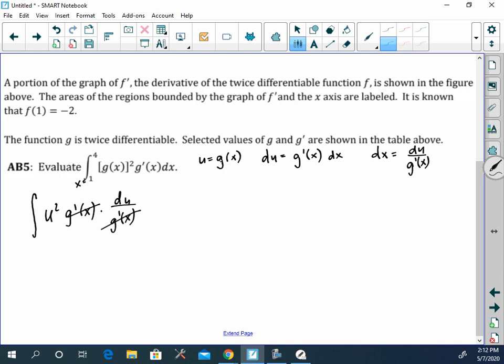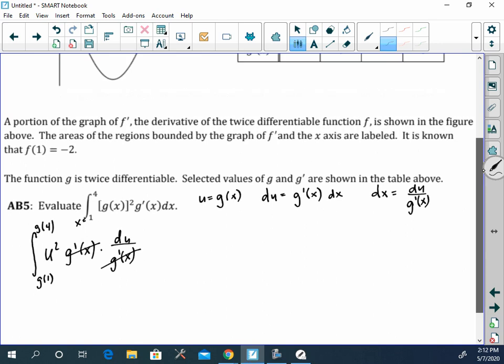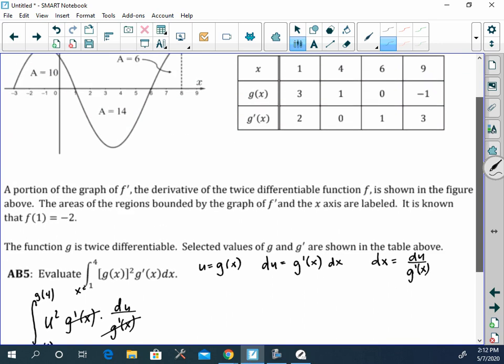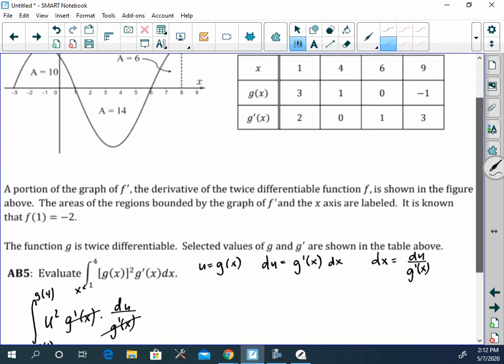So if our x is equal to 1, then g of 1 would be my u. So this is g of 1. And this one up here will be g of 4. And then you can use your table to come up with those. So g of 1 is 3 right here. G of 1 is 3, and g of 4 is 1. So I'll make sure I do this right here. G of 1 is 3, and g of 4 is 1.